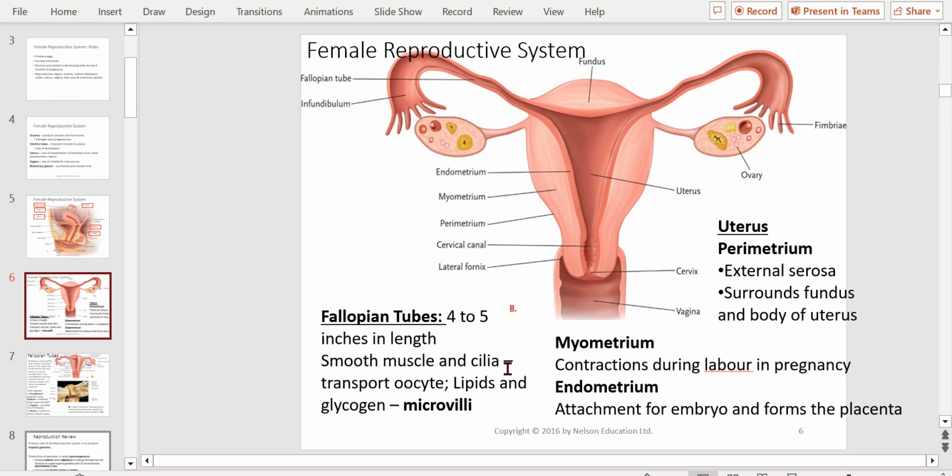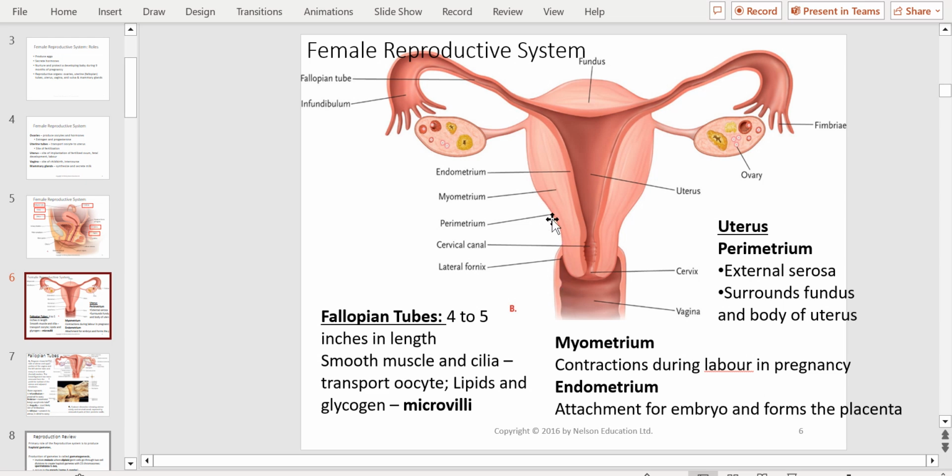Just another shot here, an anterior shot. There's your fallopian tubes, fimbriae. You're into the infundibulum, fallopian tubes in here, and there's the fundus of the uterus. What other organ do you remember has a fundus? The stomach. That higher up portion there.